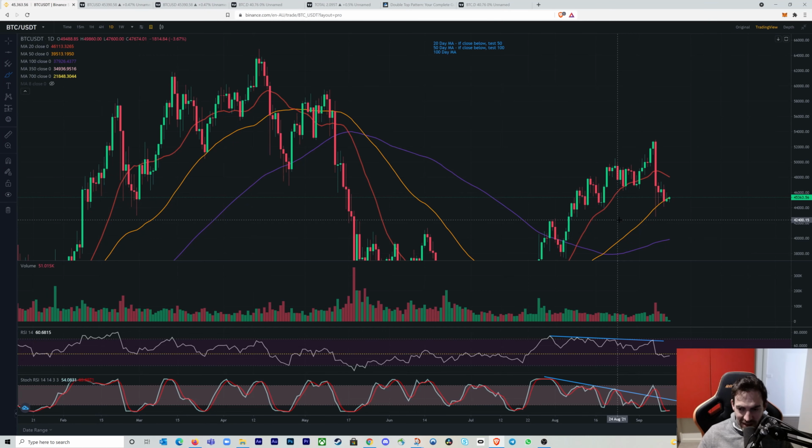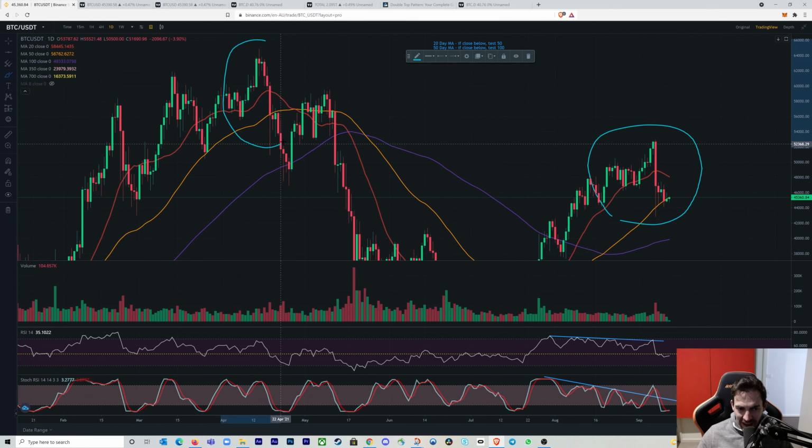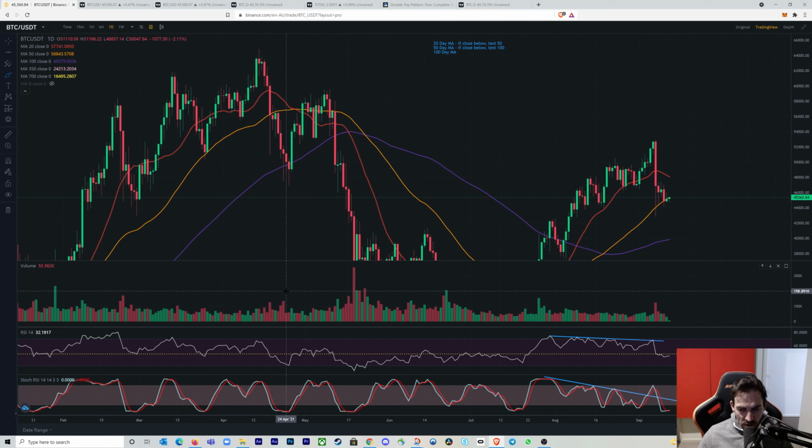My name's Tim, and on today's episode, we're taking a look at this section here of Bitcoin, and we're comparing it to this section here back in April. I've noticed a couple of very similar, scary patterns that are playing out, and I just want to draw your attention to those. We're going to be taking a look at the price action, the shape of the candles, the RSI, the stock RSI, and the volume. All right, let's get stuck in.